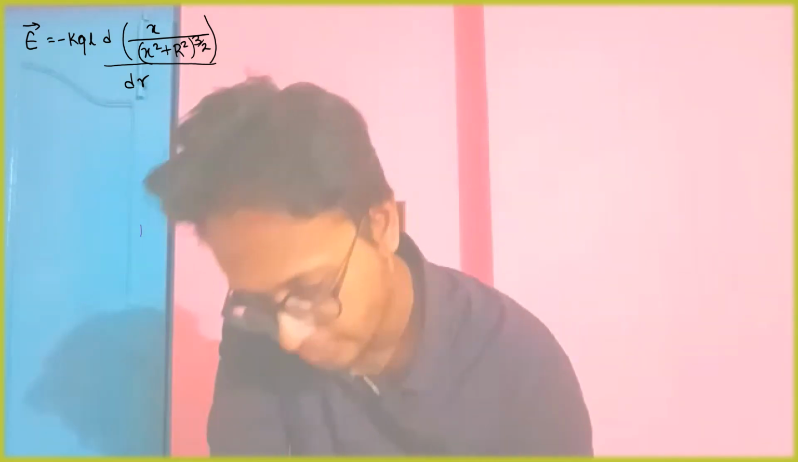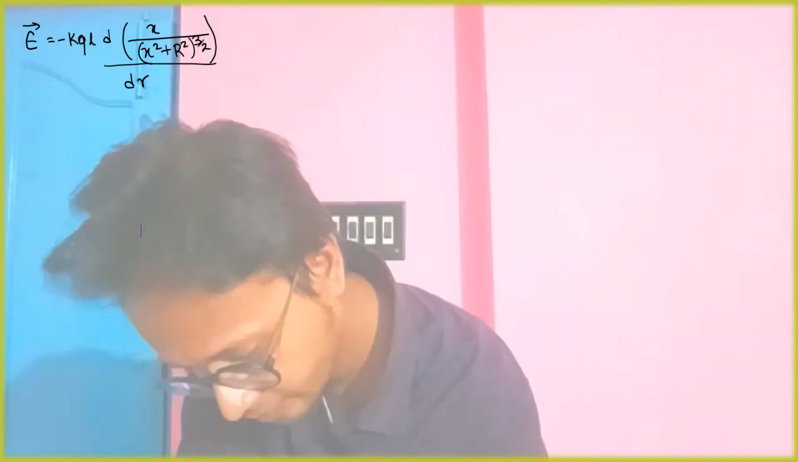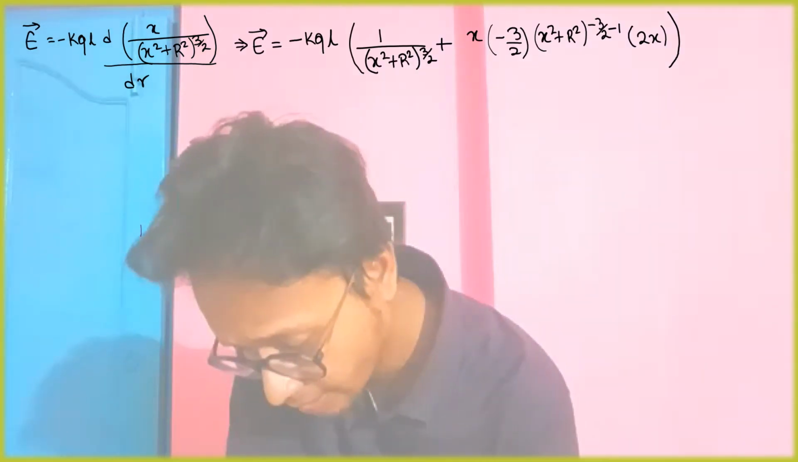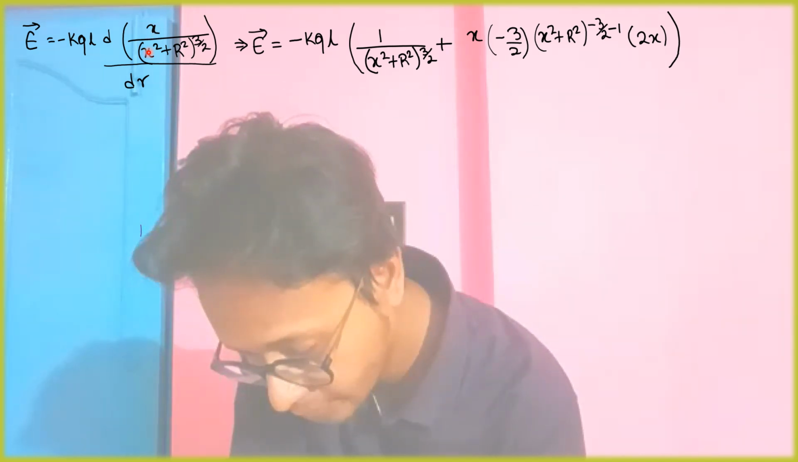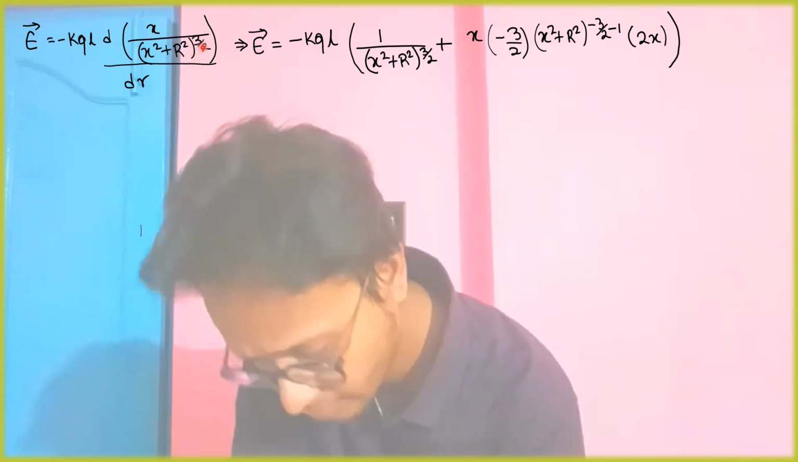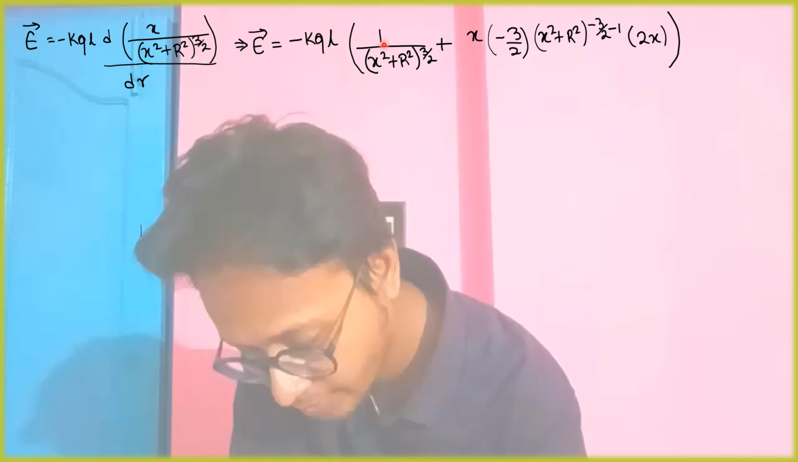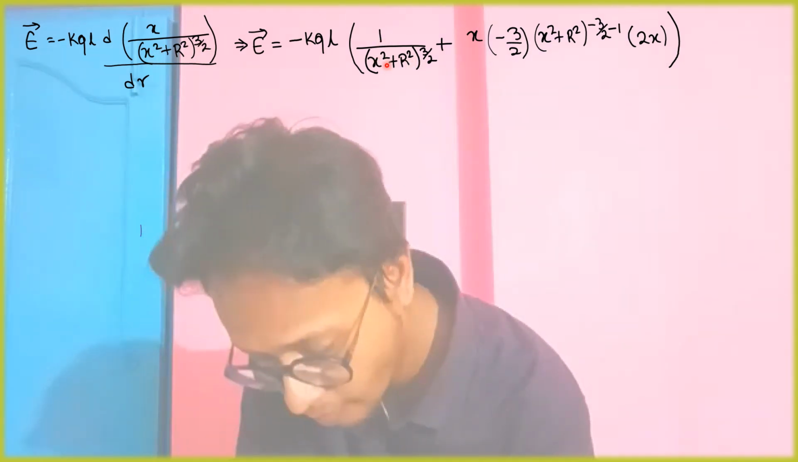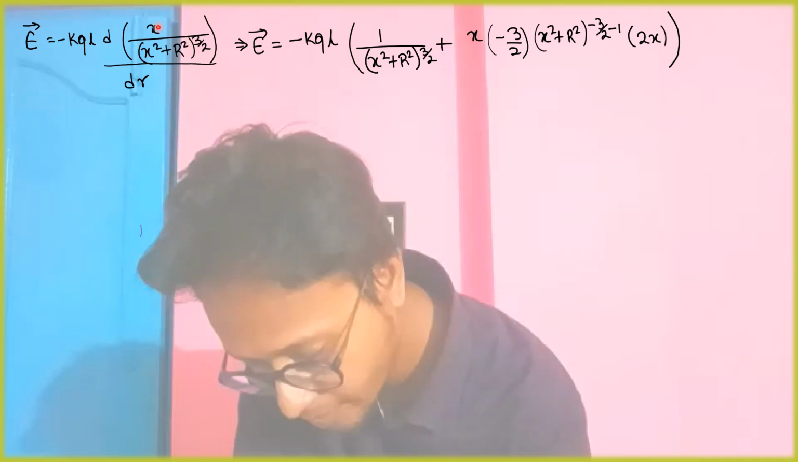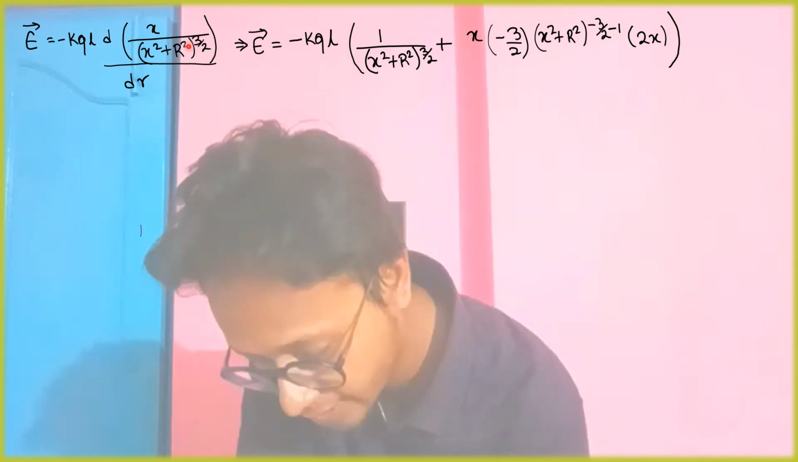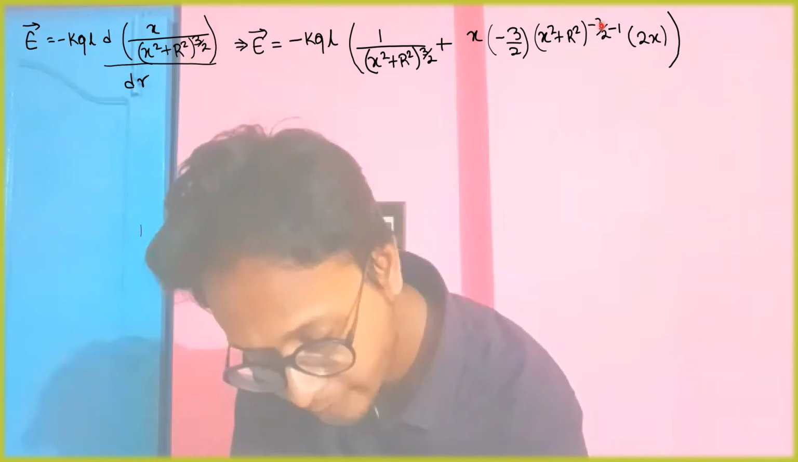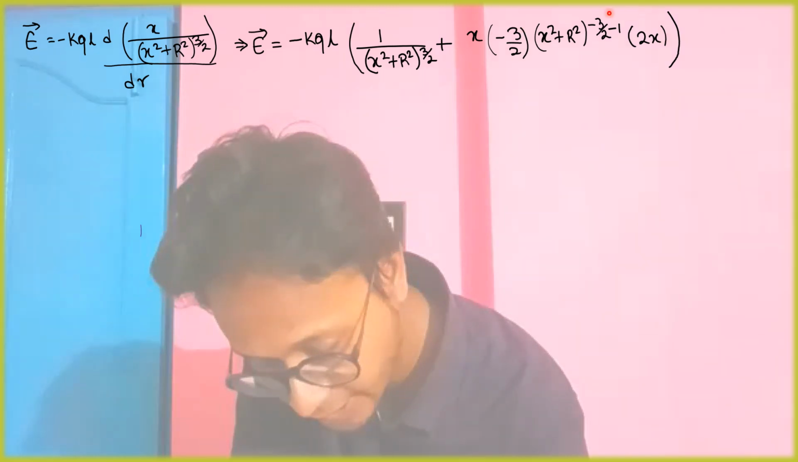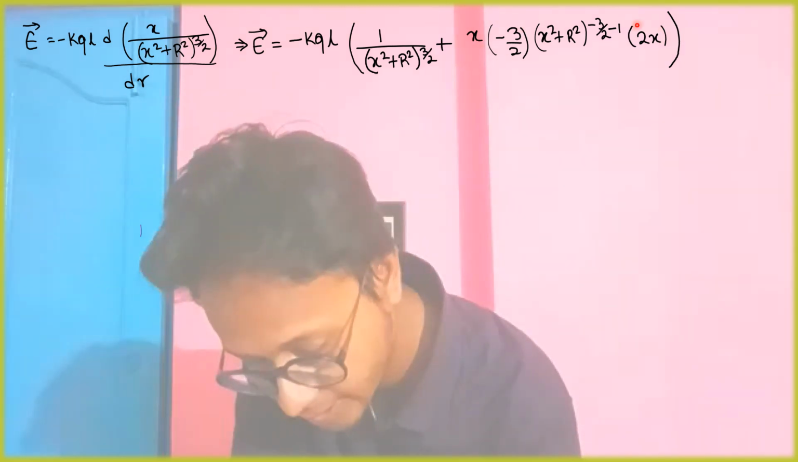Okay, so just let me differentiate. Now what I did out here was x into 1 by (x square plus r square) to the power 3 by 2. So first I took 1 by (x square plus r square) to the power 3 by 2 common and differentiated x, plus then I took x common and differentiated this entire denominator term. The differentiation of this entire denominator term would come somewhat like this.